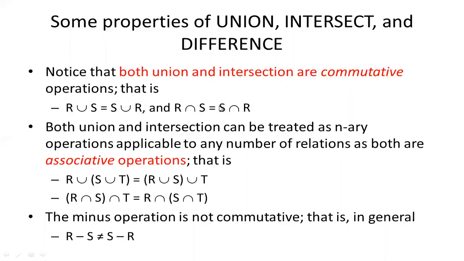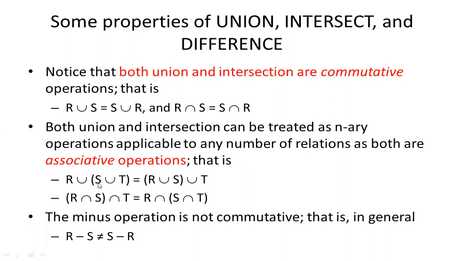Okay, suppose you keep the S relation first, and then you keep the R relation second. If you perform the intersection operation, you will again get the same result. That is what the commutative property says, right? Here both union and intersection can be treated as n-ary operations, applicable to any number of relations, as both are associative operations. You can combine any number of relations like this.